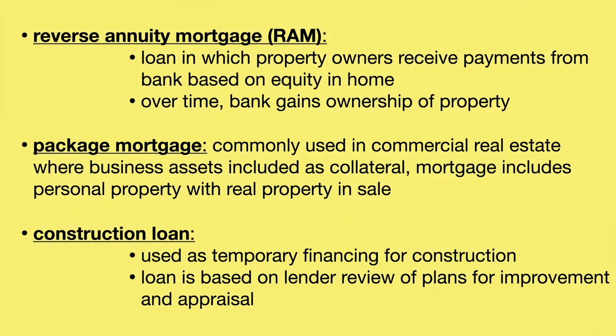A reverse annuity mortgage, or RAM. This is a loan in which property owners receive payments from the bank based on the equity in their home. Over time, the bank gains ownership of the property. Package mortgage. Commonly used in commercial real estate where business assets are included as collateral. This mortgage includes personal property with the real property in the sale. Construction loan. This is used as temporary financing for construction. The loan is based on lender review of plans for improvement and an appraisal.